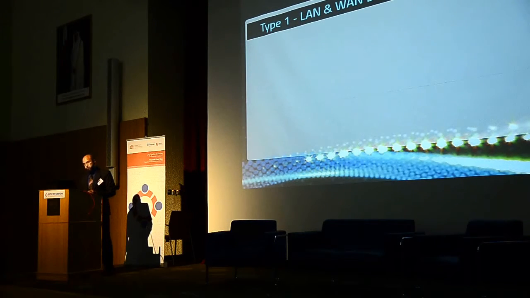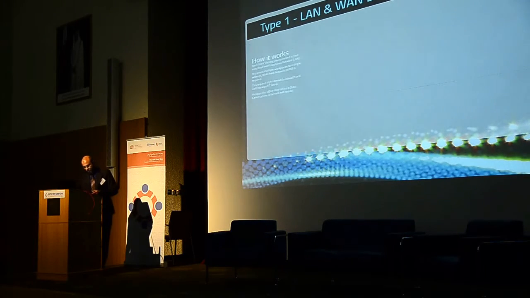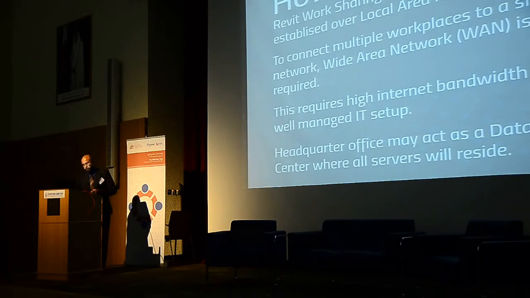So type 1 is the most basic one, LAN and WAN. I've already given you some idea about this. It is basically limited to one organization or 2 or 3 satellite offices within the same city or country. So how does it work? A private work sharing environment is first established over a local area network (LAN). To connect multiple workplaces to a single network, a wide area network is required.